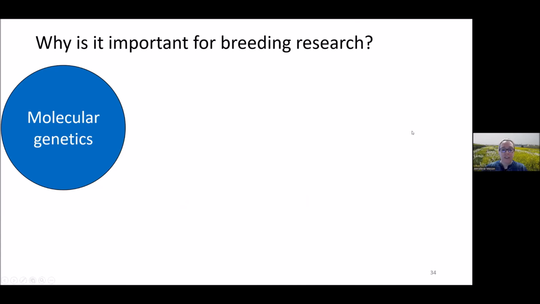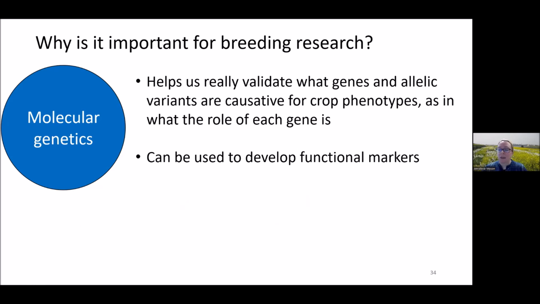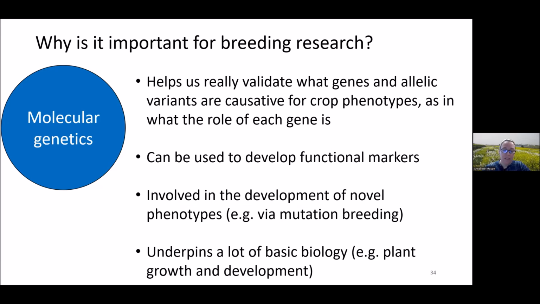Molecular genetics is important for breeding research because it helps us really validate which specific genes or allelic variants are causative for crop phenotypes. So what is the role of each gene in this trait? We can also use it to develop functional markers, which allow us to say that a particular allele is responsible for this particular phenotype. It's also involved in the development of novel phenotypes, so mutation breeding falls into the molecular genetics area, and it underpins a lot of basic biology.